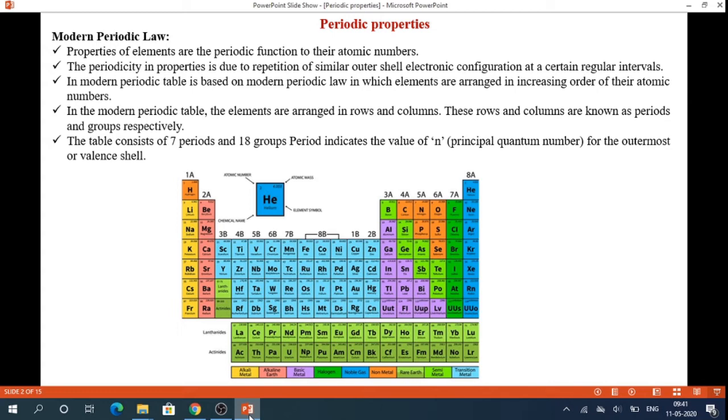The modern periodic law states that the physical and chemical properties of the elements are periodic functions of their atomic number. Scientists arrange the elements in increasing order of their atomic number from left to right across each row. In the periodic table, the elements arranged in horizontal rows are called periods and vertical columns are called groups. The table consists of 7 periods and 18 groups.